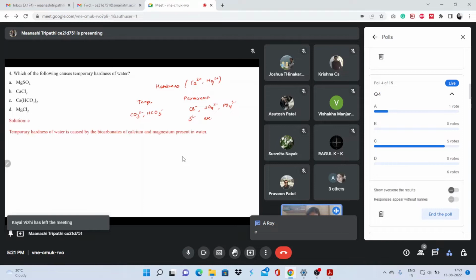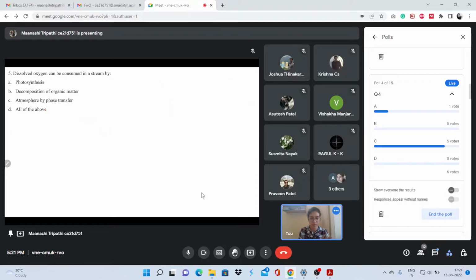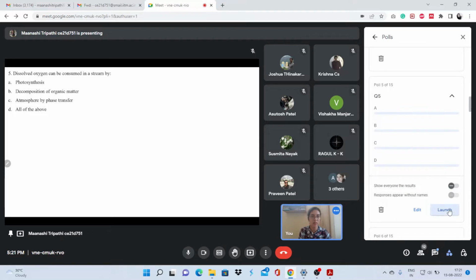So we'll see the answer. So the solution is C. You need to remember this. Hardness is from the bivalent calcium and magnesium, and this is the definition for temporary and permanent hardness. Okay. So I hope you understood this concept. This you need to remember. This is the next question, and these are the polls for question number 5.